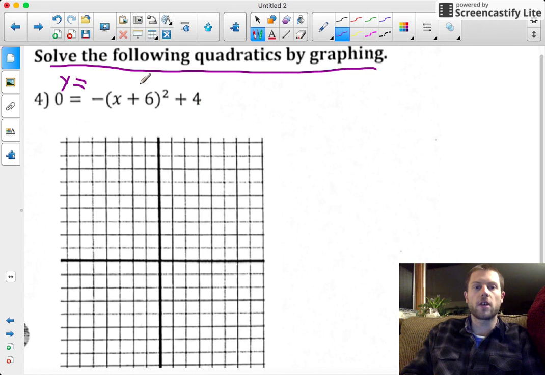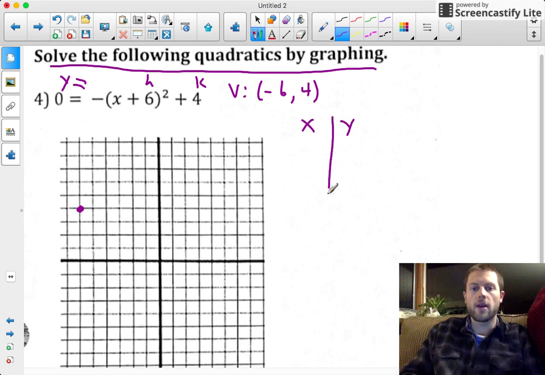This is going to be in vertex form, and this is my h value, this is my k value. So my vertex is going to be given as negative 6, comma, positive 4. So let's put that down right away. So negative 1, 2, 3, 4, 1, 2, 3, 4, 5, 6, and 1, 2, 3, 4. Here's my vertex.